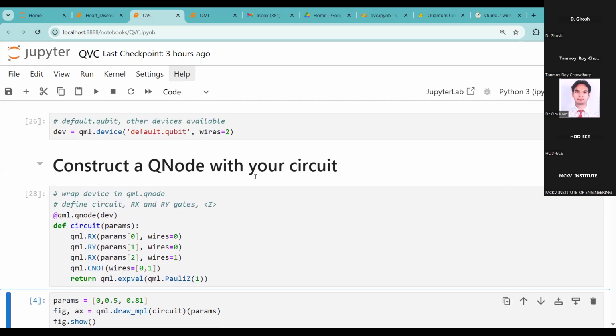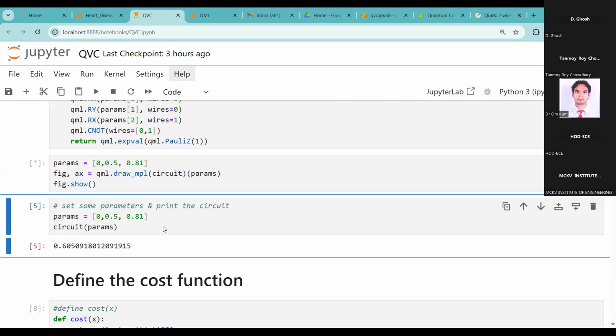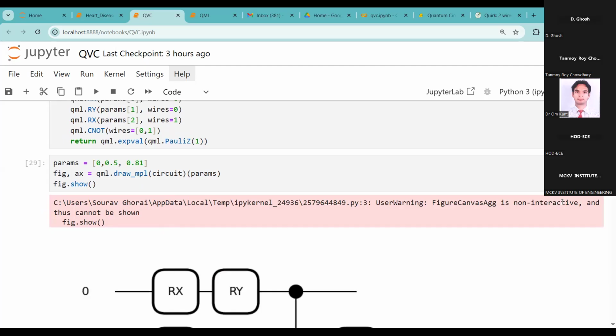Now I define the parameters. This is theta 0, theta 1, theta 2. These are my parameters that I am defining. These are the parameters I can tweak and change. Initially, I am defining the parameters.